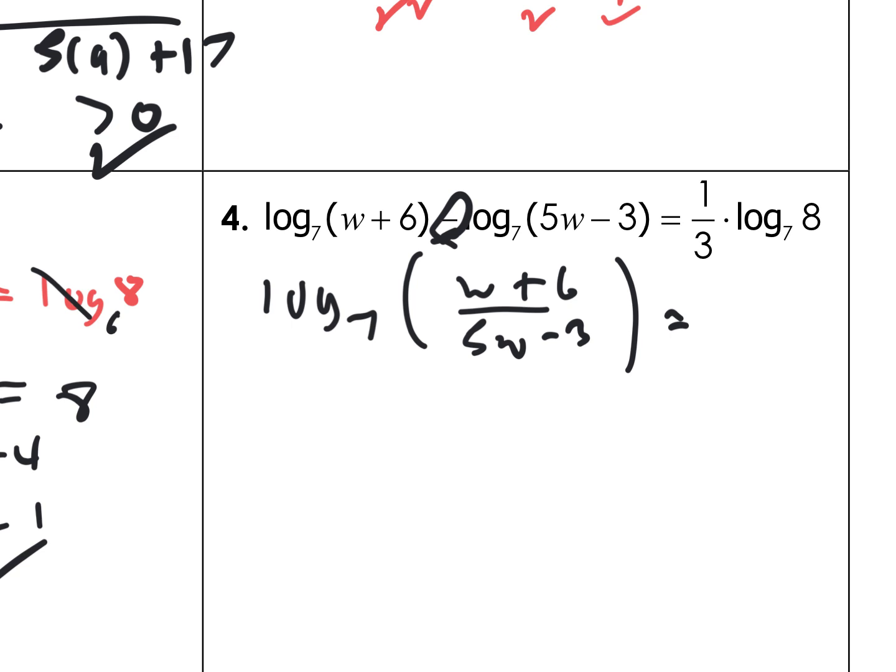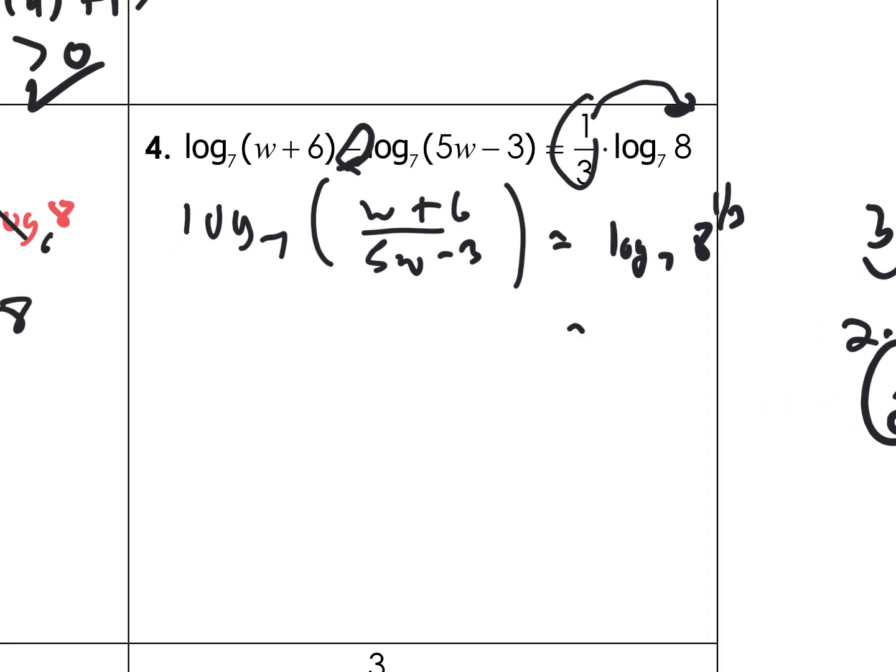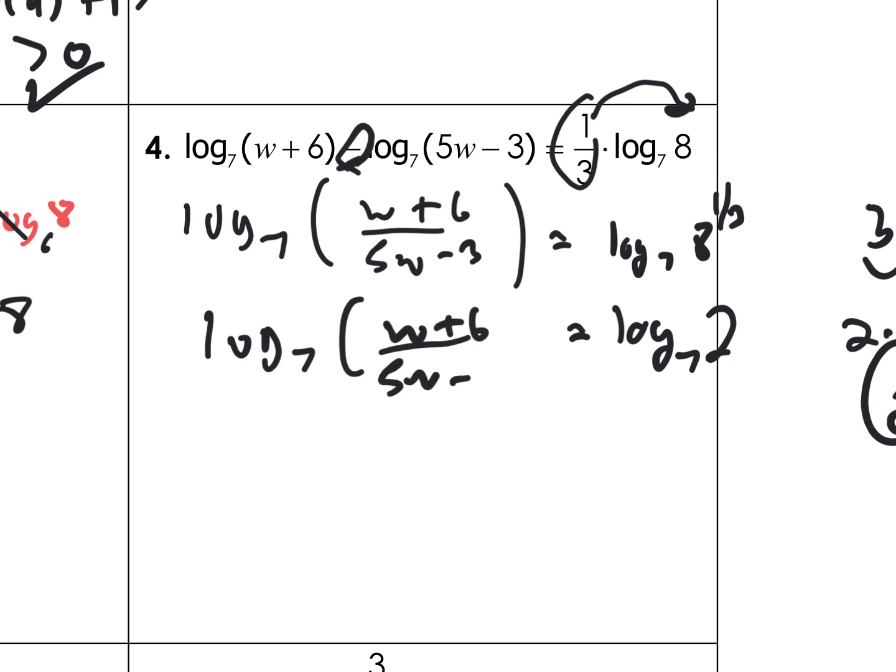And on this side, to compress this side, this 1/3 power moves up. So that becomes log base 7 of 8 to the 1/3, which means cube root. Remember what cube root of 8 is? 2 times 2 times 2 is 8, therefore it's a 2. So I'm going to bring that down. That becomes a log base 7 of a 2. Okay. This one still stays log base 7 of this quotient. That doesn't go away. Sorry.